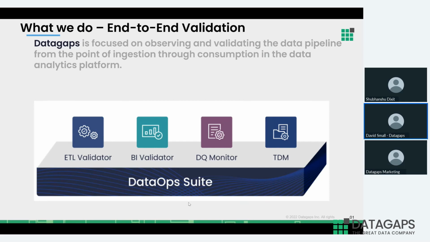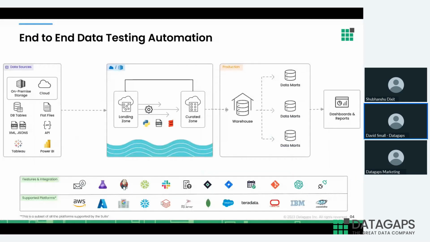This implementation is geared to be installed on-prem or in the cloud, but behind your firewalls and completely isolated from the outside or from Datagaps. We have no access to the data or the software itself. So an end-to-end data pipeline might look something like this.